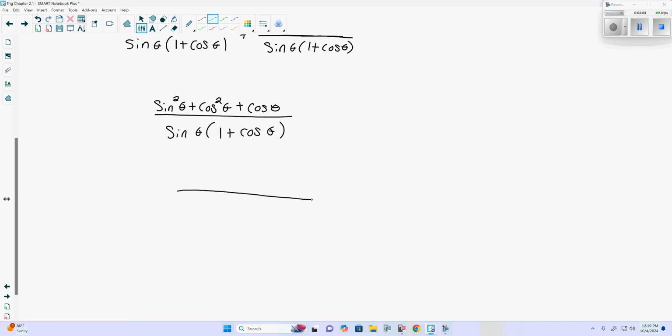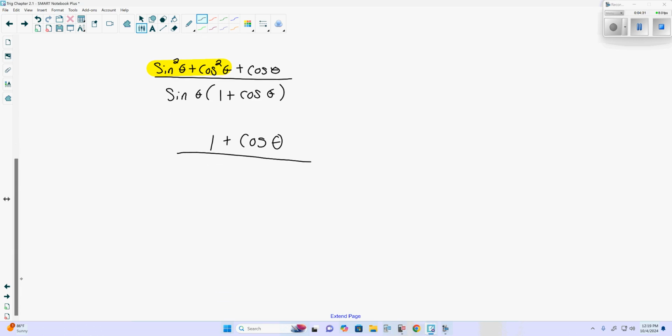Sine squared plus cosine squared. Is that one of our identities? It is, isn't it? Because what is sine squared plus cosine squared? 1. So really, with this here and simplifying this here, we can rewrite or change our sine squared plus cosine squared into 1. So in the numerator, we have 1 plus cosine squared. The denominator is sine of theta times 1 plus cosine theta.